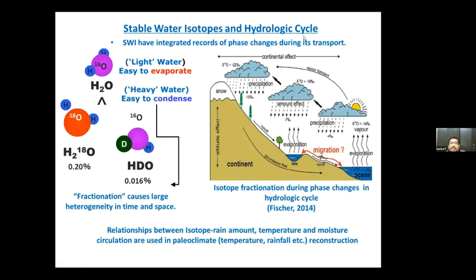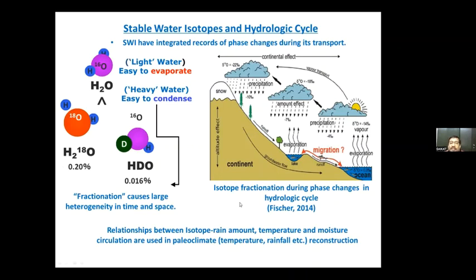We all know this is the hydrologic cycle. Every time there is some phase change, there is some change in the isotopic values. You can see that there are different combinations of the H2O molecule that can be produced using the different heavier and lighter isotopes of oxygen and hydrogen, and they have different natural abundances also.